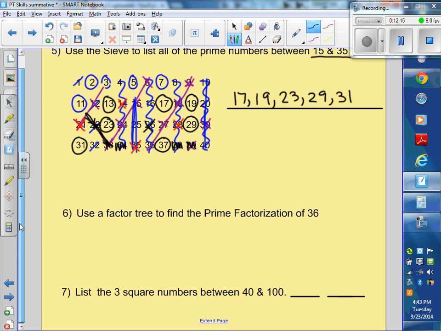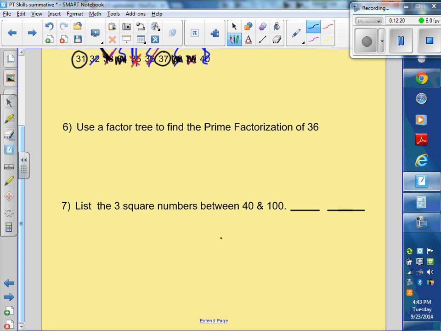All right, next problem. Use a factor tree to find the prime factorization of 36. So 6 times 6, 2 times 3, 2 times 3. Circle your primes. Write the prime factorization. I didn't leave an answer blank, so we'll box our answer.